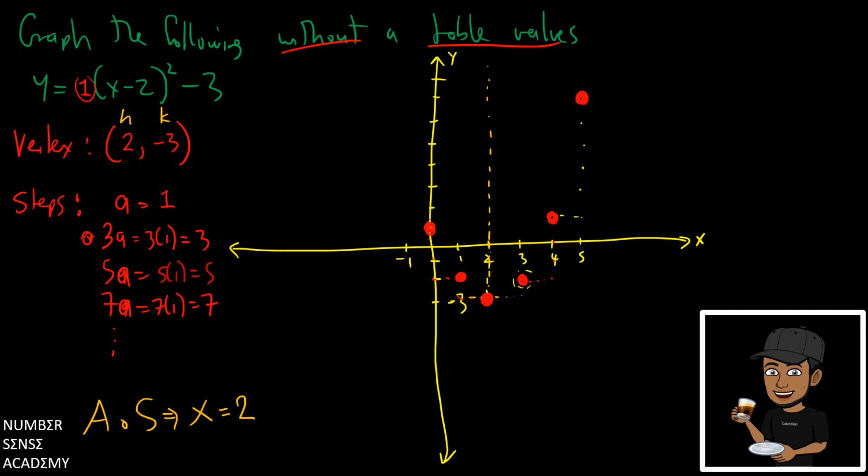I'm going to do the same on this side. 1 unit left and go 1, 2, 3, 4. Okay, wait, I messed up there. So this point here was a little bit high and therefore misleading.